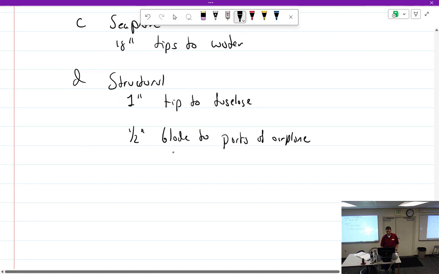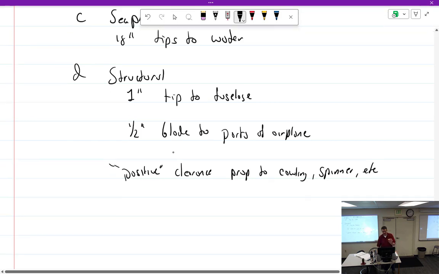And positive, just positive clearance. Prop to cowling, spinner, anything positive, etc. Yep, it is right there.